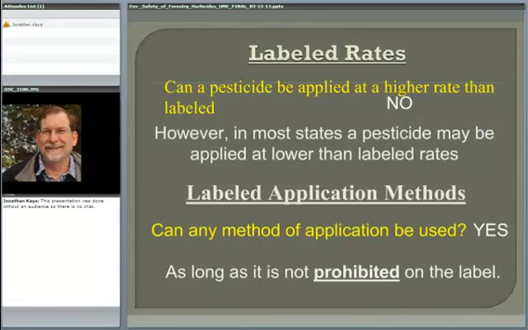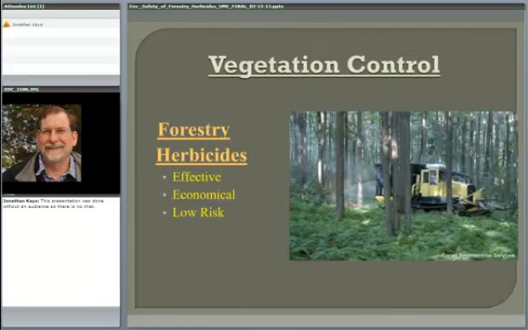But that means that we can use all the other kinds of applications. So we could use ground application methods, and things like that. It's just that it specifically prohibits aerial application. One of the materials we have is known as Tordon, which specifically states that it should not be applied by air. But it can be sprayed on the ground using a number of application methods. So again, all this information is on the label, so we're just pointing out a few highlights here.